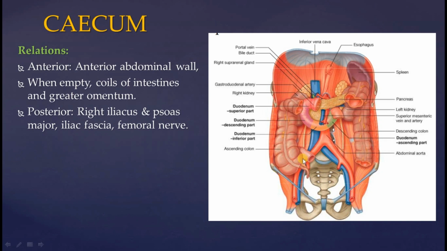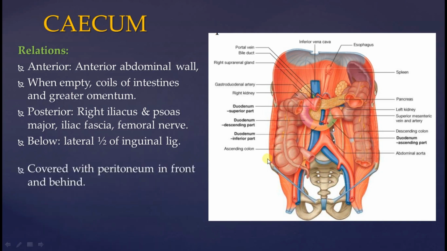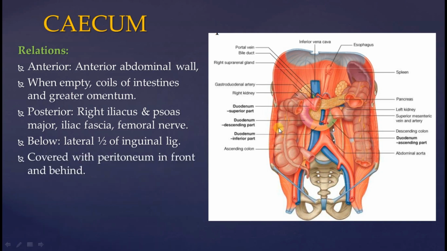The base of the cecum actually rests on the inguinal ligament. Below, it is related to the inguinal ligament. Above, it is continuous with the ascending colon and it is covered with peritoneum in front and at the sides. So actually the cecum can be considered as an intraperitoneal organ because it is covered with peritoneum both anteriorly and posteriorly.